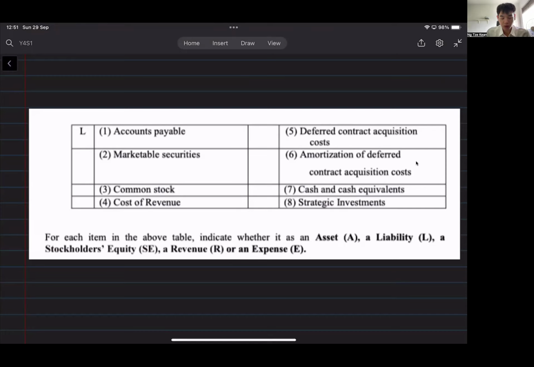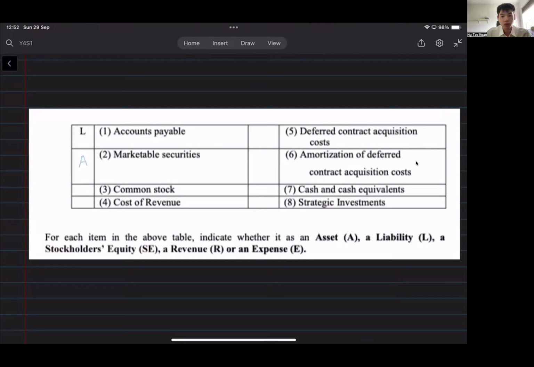And the first one has been done for us. So accounts payable is a liability. And we know that because you will be liable to pay for an account that you bought on credit, and hence a liability. For the second one, we have the marketable securities. So marketable securities are something which a company would purchase to invest in a short-term investment. And we know that this would classify as an asset.